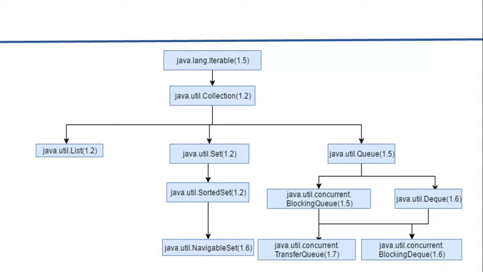Queue has four sub-interfaces. The first one is BlockingQueue. This was also introduced in JDK 1.5. This BlockingQueue is primarily designed to implement producer-consumer problems. It defines blocking put and take methods. The blocking put method adds elements to the queue and waits for some time if required. In the same way, the blocking take method deletes an element from the queue and waits for some time if required. And finally, all the implementations of BlockingQueue are thread safe.